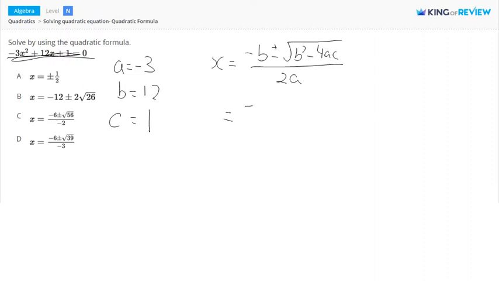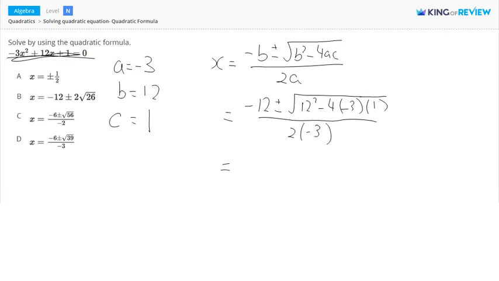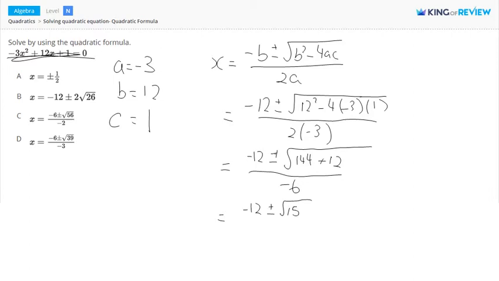So b is 12, so it's going to be negative 12 plus or minus the square root of 12 squared minus 4 times negative 3 times 1, over 2 times a, which is negative 3. Now this is going to equal negative 12 plus or minus the square root of 12 squared, which is 144, minus 4 times negative 3, that's going to be 12 times 1, so it's going to be plus 12, over negative 6. So that's going to equal negative 12 plus or minus the square root of 156 over negative 6.